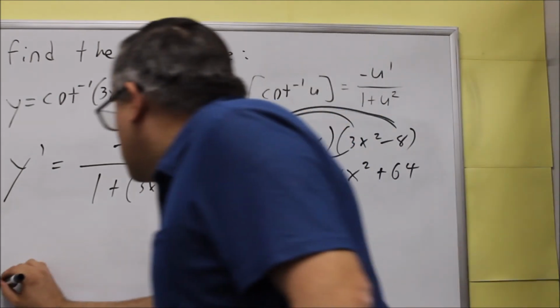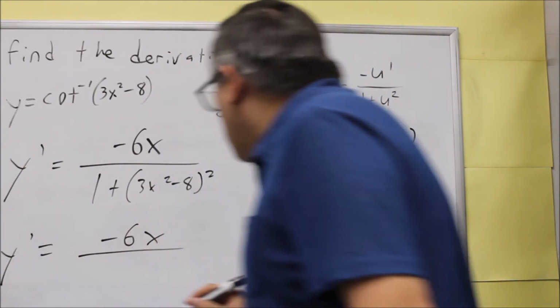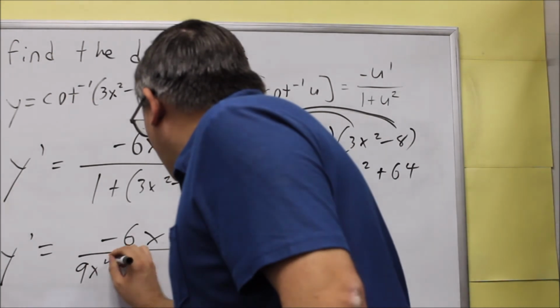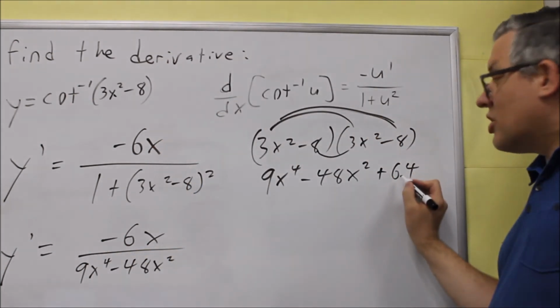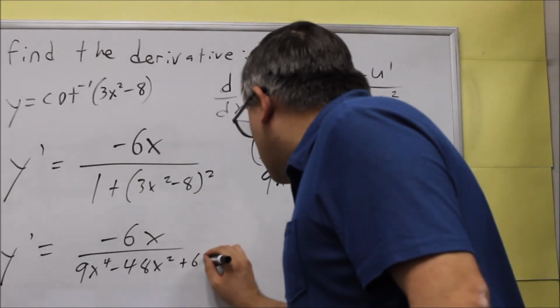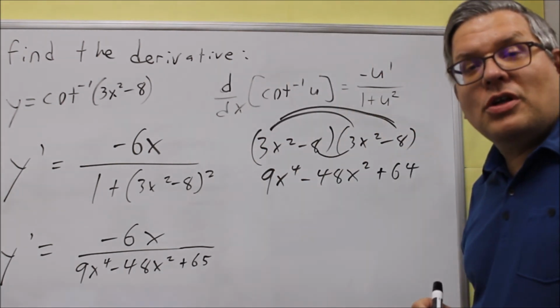So your answer is going to be, we have negative 6x on top, and then we're just going to write all this out here. 9x to the 4th minus 48x squared. Remember that we're going to do 64 plus the 1 over there, and that gives us plus 65. So that right there is going to be your final answer.